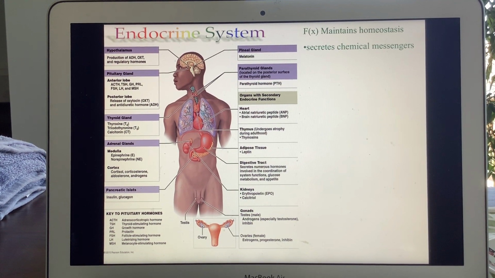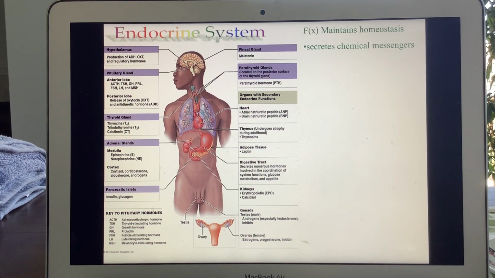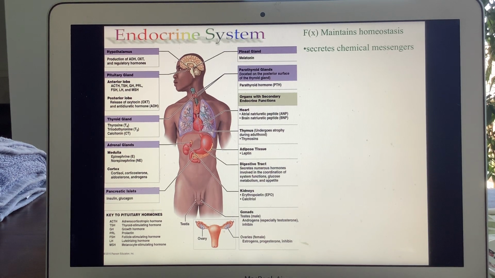The endocrine system is going to secrete chemical messengers. This is where you start filling in stuff if you haven't figured it out yet.